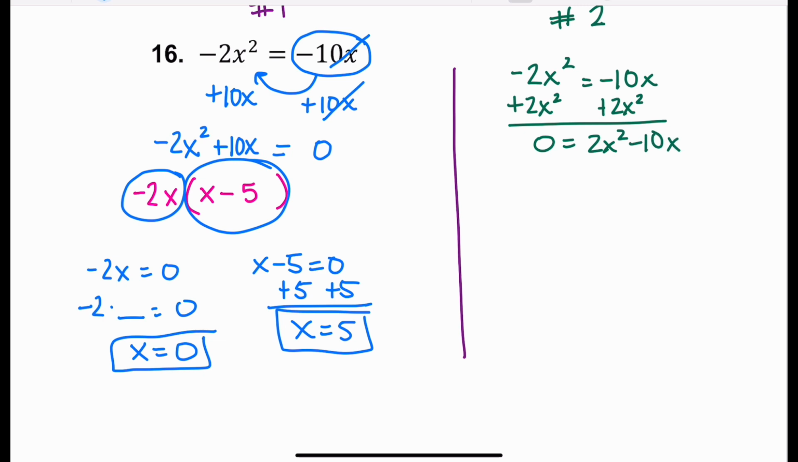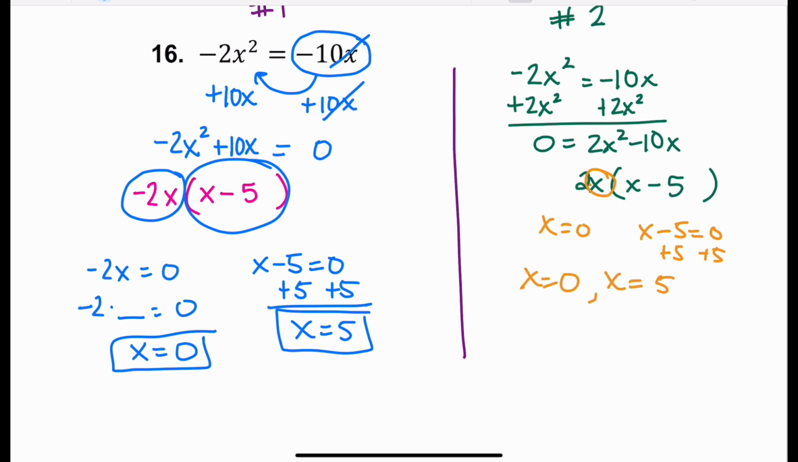They both have a 2. We're going to pull the 2 out. They both have an x. We're going to pull that x out. I will be left with an x minus 5. I set both pieces equal to 0. Now, if you have a 2 times an x, the 2 will never equal 0. So we just set x equals 0 and x minus 5 equals 0. Add 5 to both sides, and my x equals 5 and x equals 0.